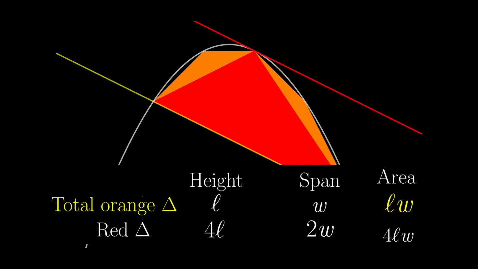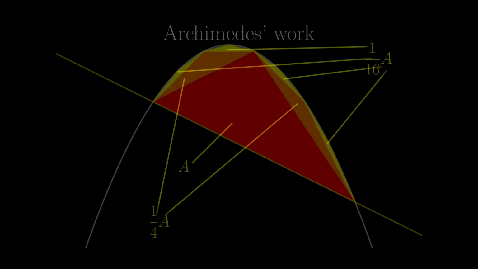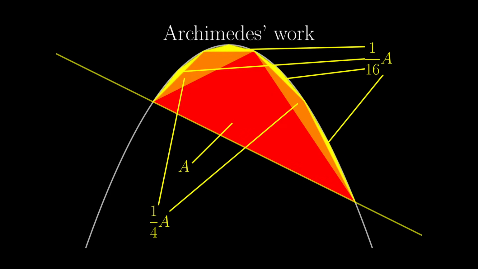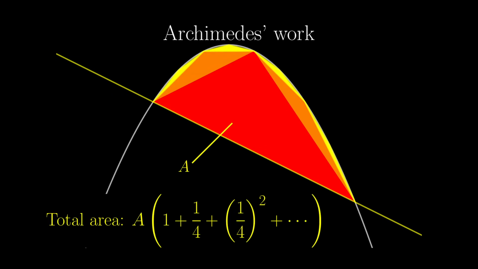Running a similar argument, the total of the yellow areas would be a quarter of the total of the orange areas, and so on. So the area of the parabolic segment is A times an infinite geometric series with 1 as the first term and a quarter as the common ratio. But for this geometric series, we have an elegant method to deduce the sum.